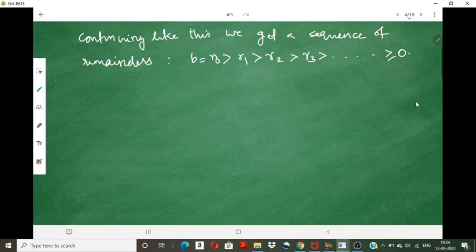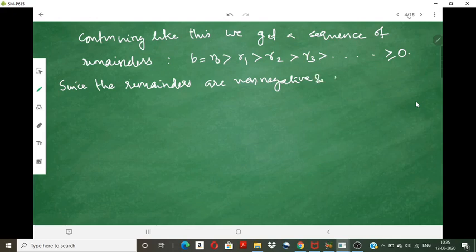So this is a sequence. Since the remainders are non-negative, this sequence is a bounded monotone decreasing sequence. So all the remainders are getting smaller and smaller, isn't it? This sequence should eventually terminate.